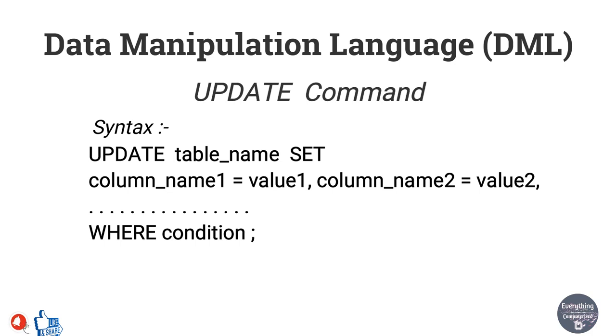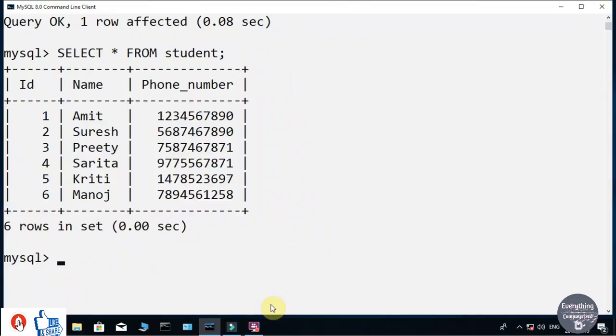It changes the values of the selected columns to the new value where a specific condition is satisfied. In the update command, the where clause is very important. If we do not use the where clause, then all the data of the columns will be updated and all the previous data will be lost.